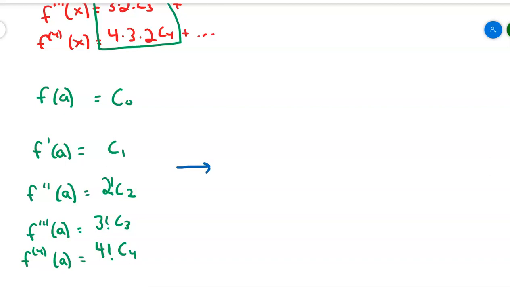This time, instead of solving for the f of a's and the f prime of a's, I want to solve for the constants. Okay, so I'm going to write, instead of f of a equals c sub 0, the first couple look a little silly because you're like, where is this going? So c sub 0 is f of a. C sub 1 is f prime of a.